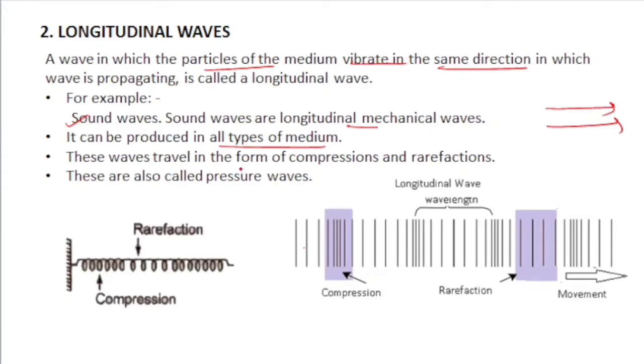It travels in the form of compression and rarefaction. When particles vibrate in the direction of propagation of wave, they form a higher density region and a lower density region. This higher density region is called compression and the low density region is called rarefaction. So this wave travels in the form of compression and rarefaction. These are also called pressure waves.